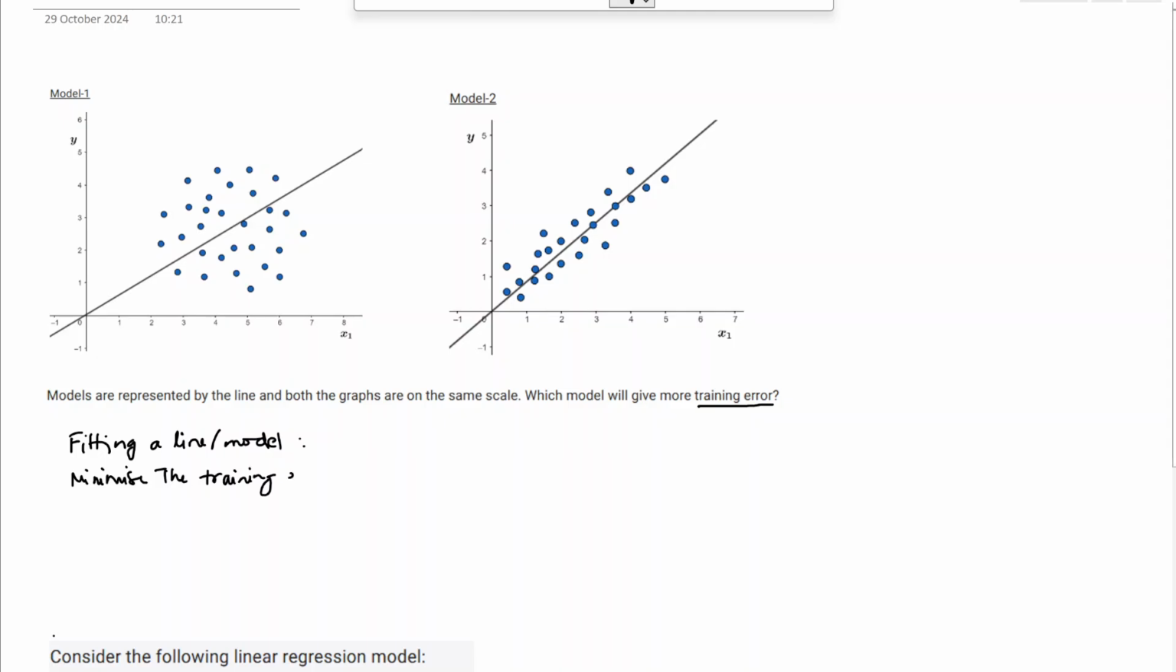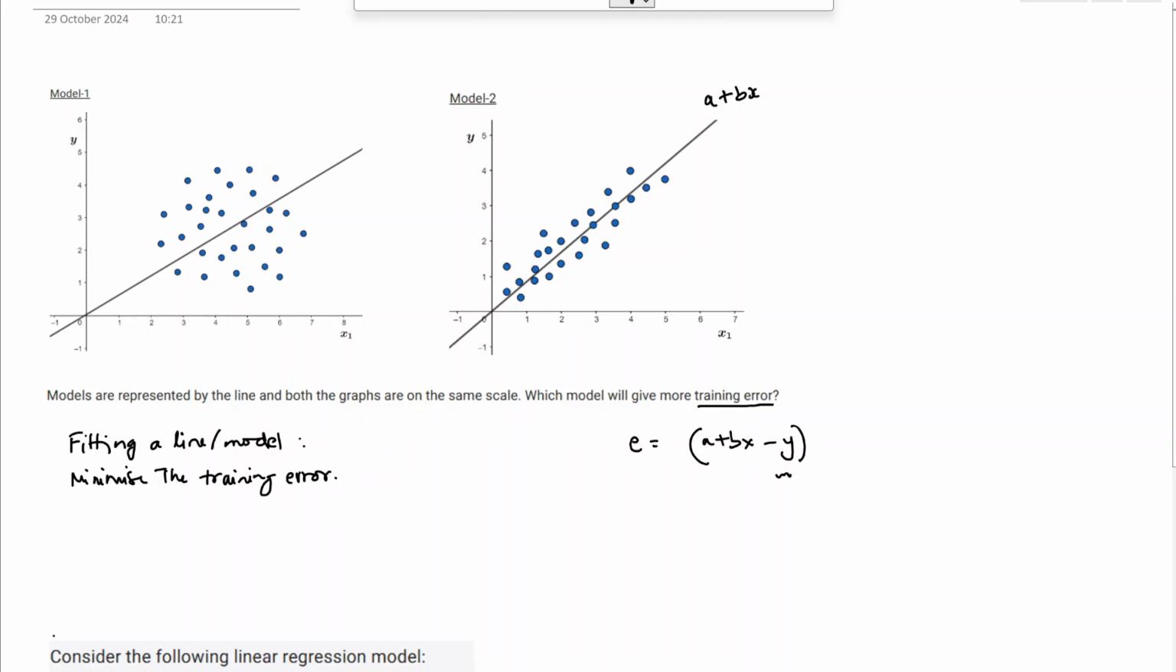Now again, what is training error? Training error is nothing but the error of each data point. So suppose the line is a plus bx. Then the error is nothing but a plus bx minus y. This is the difference between the predicted value and the actual data point, y, which is the observed data point.